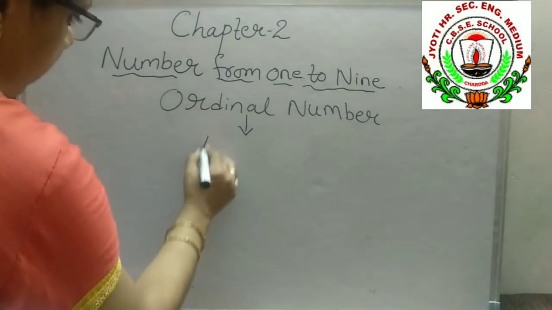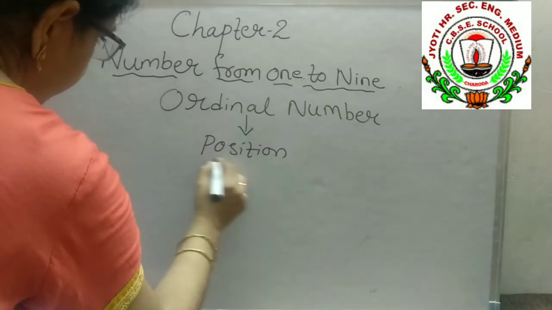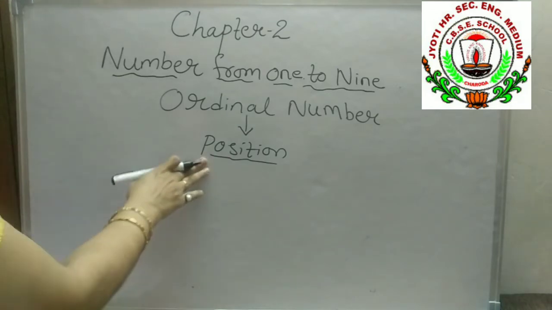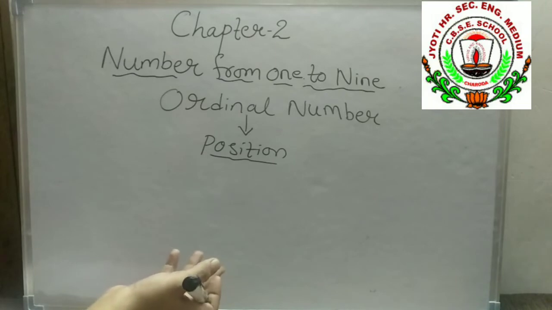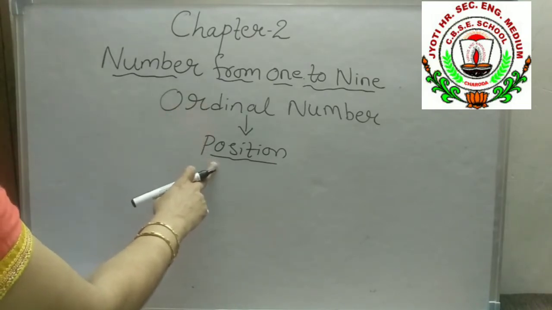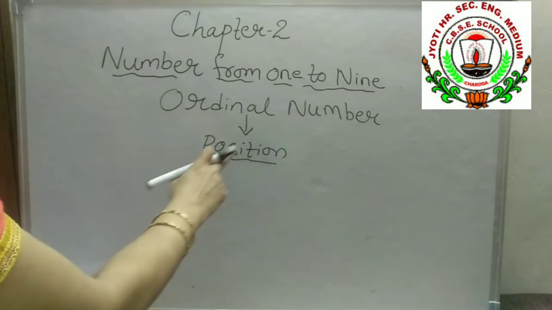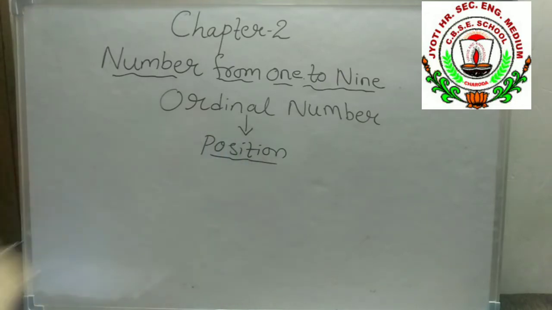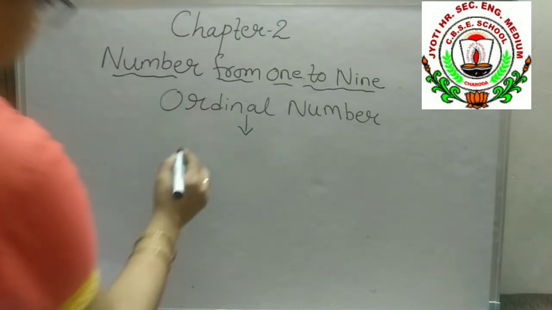Ordinal number means telling the position you are standing in a queue. So we can say in which position you are standing or what position you got in your class. So ordinal number is used to tell the position. P-O-S-I-T-I-O-N, position.